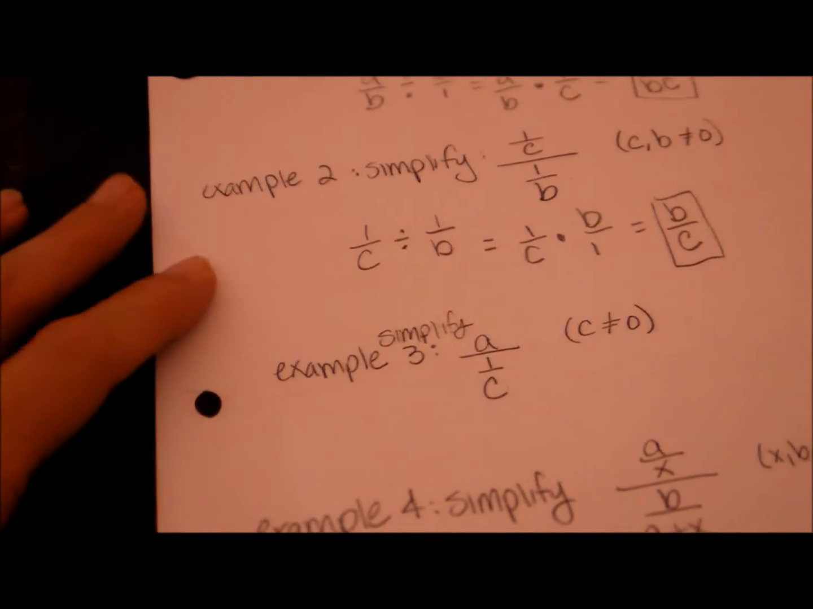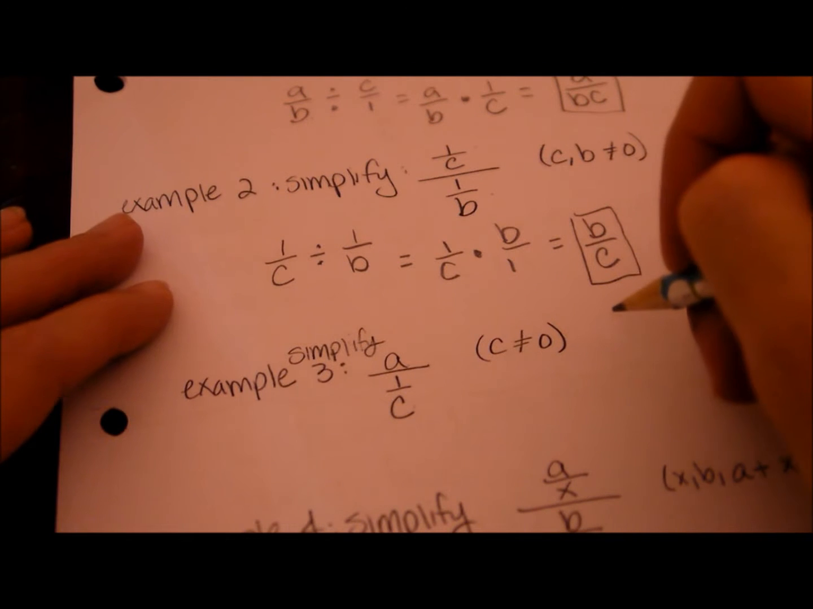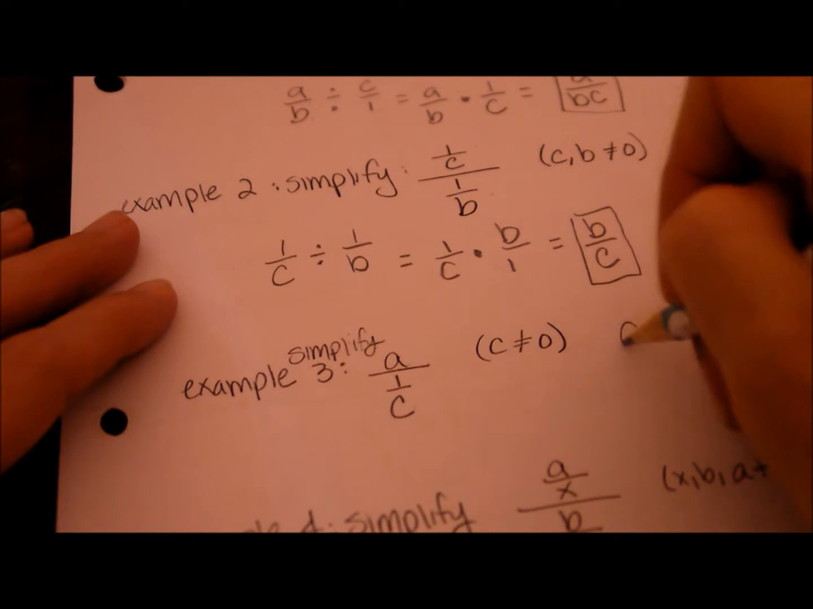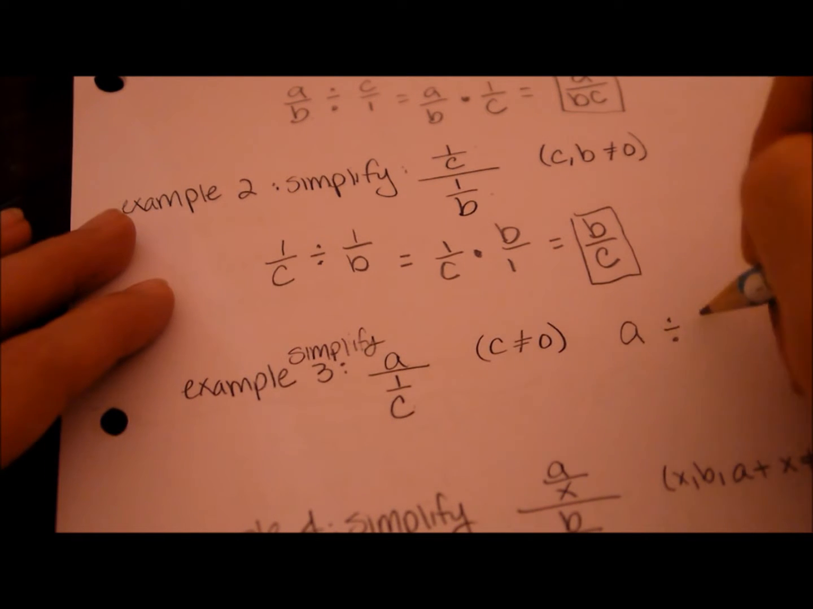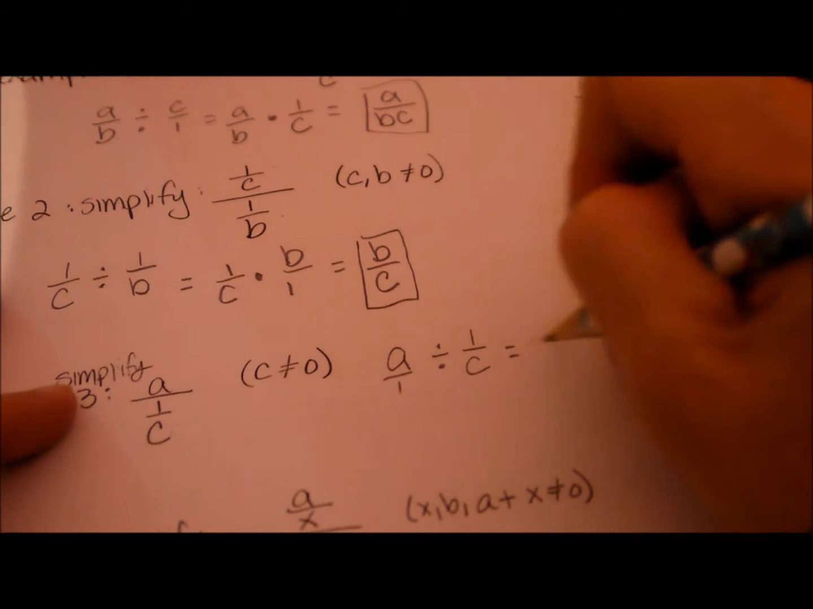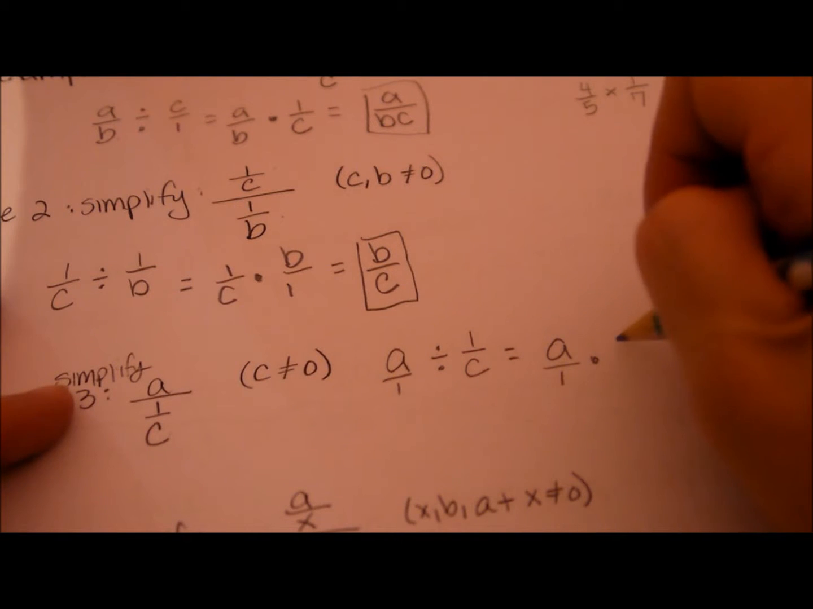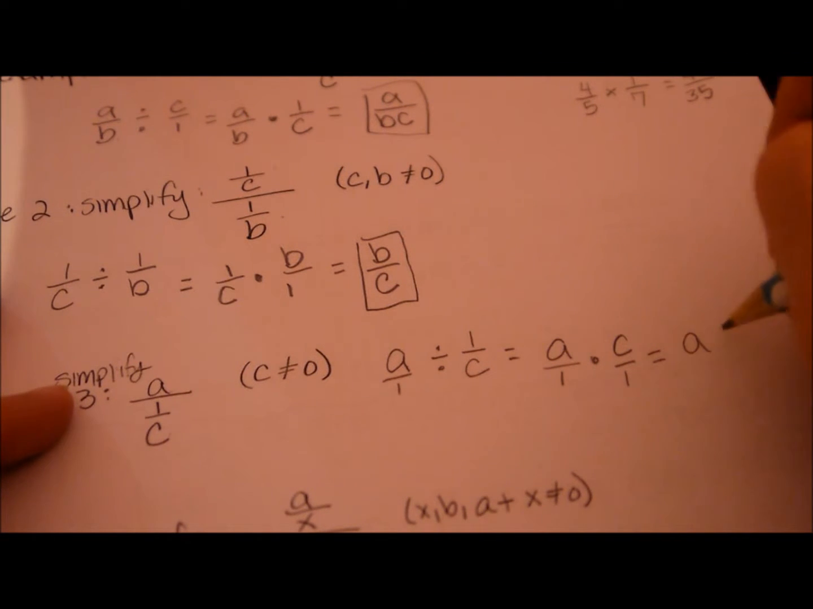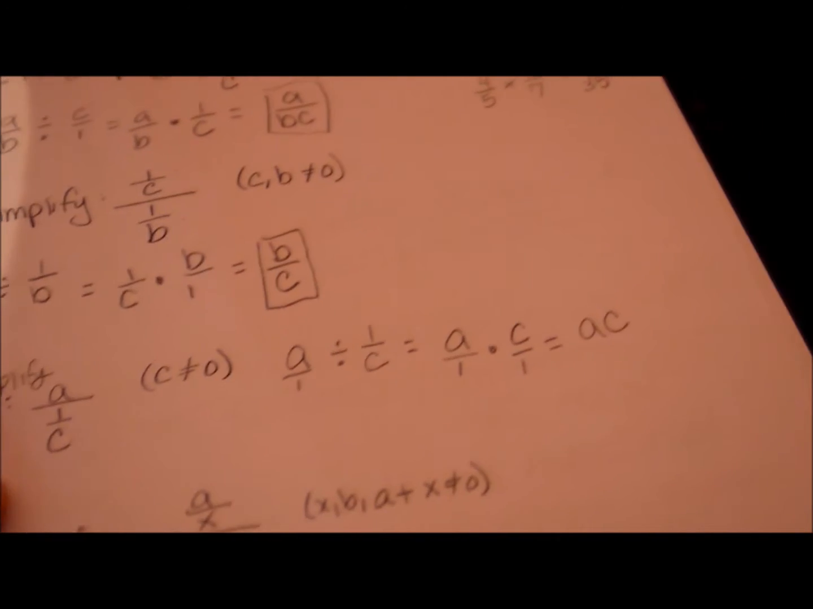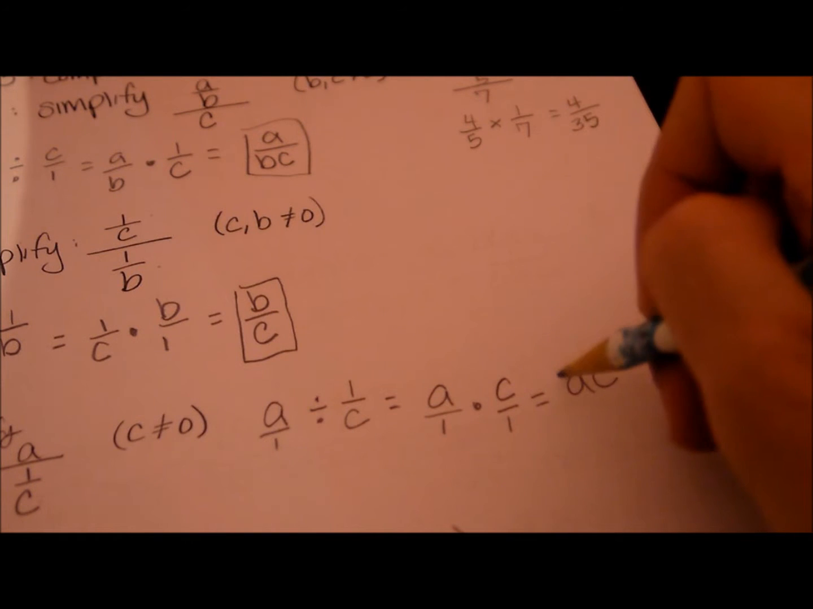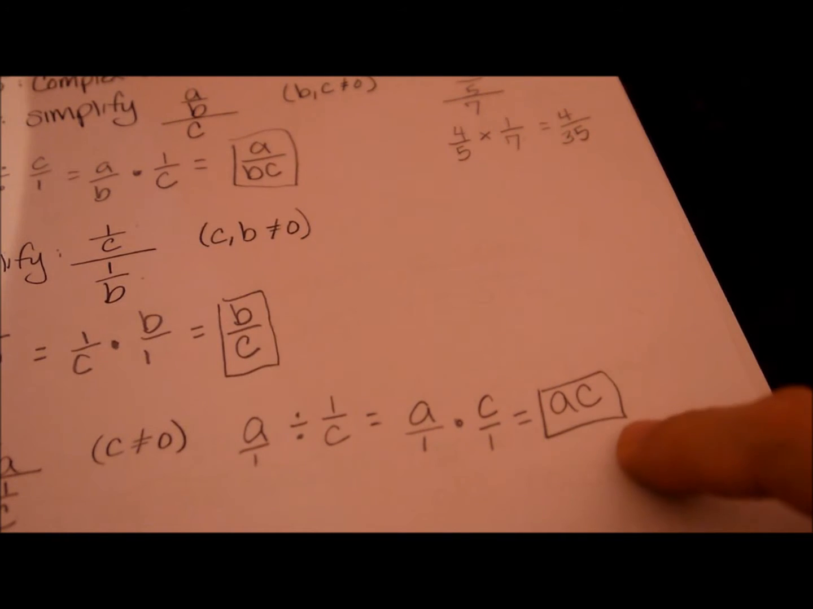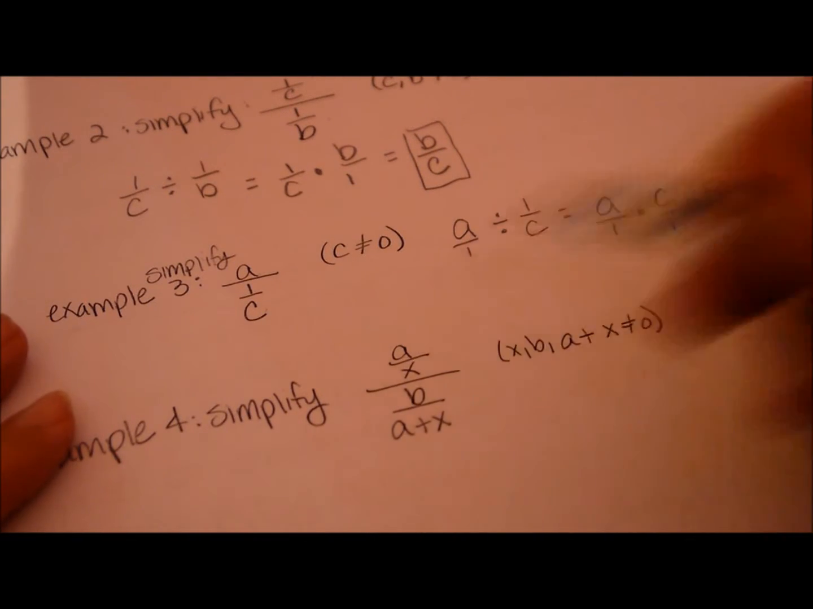All right, let's look at this one. A divided by 1 over C. Again, C can't be equal to 0, or else it's illegal. We could put the 1 under the A just to give you place value. So that's the same as A over 1 times, now we invert the 1 over C, and that's C over 1, which is AC. We could put over 1, but that would be extra, so we don't need to. So this complex fraction can be simplified down to AC.